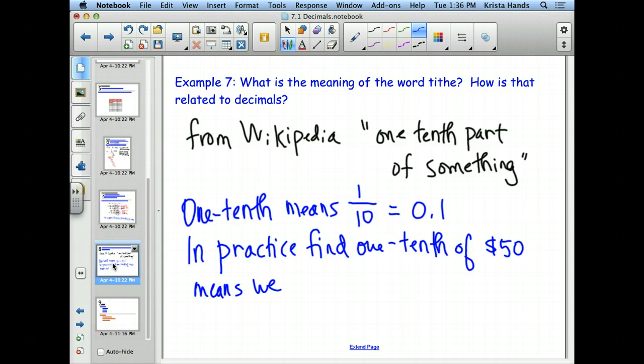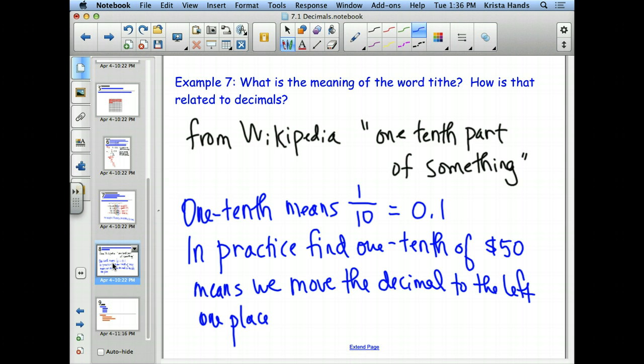You move the decimal. How? We move the decimal to the left one place. In this case, it would be $5. And the reason we do that is because moving the decimal to the left is the equivalent of dividing by 10. When we move that decimal, it's the equivalent of dividing by 10 because we have a base 10 decimal system. That's why that happens.